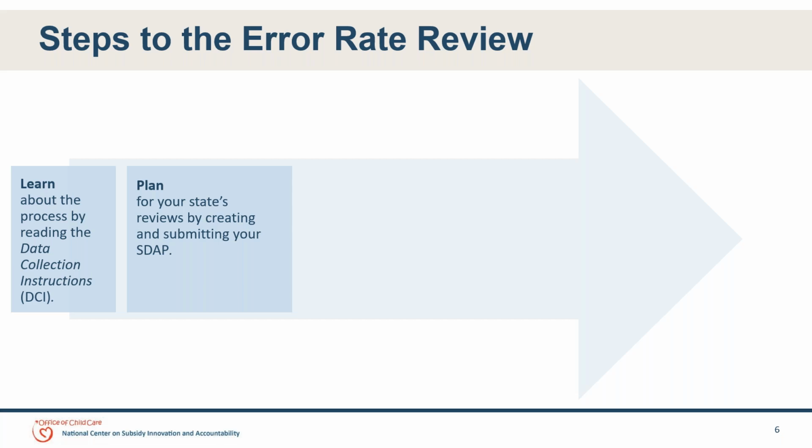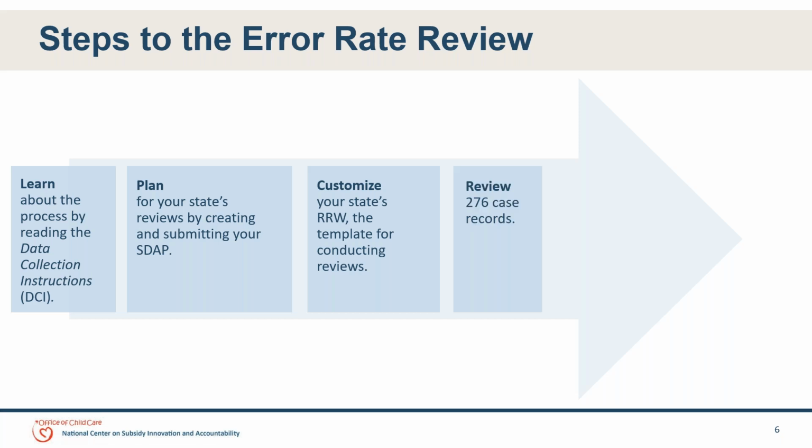Once you've familiarized yourself with the DCI, plan for the reviews by creating and submitting your sampling decisions, assurances, and fieldwork preparation plan. Then you'll customize the record review worksheet template, which is what you'll be using to conduct your case record reviews. Once the Sdap and record review worksheet have both been created and approved, you can begin conducting your reviews of the 276 case records.